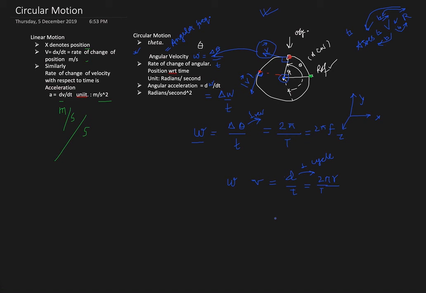So from here we can deduce that this equation can be substituted here, and what we will get is omega being plugged in place of 2 pi upon T. So v is equal to omega times r, because 2 pi upon T we have already derived is angular velocity.